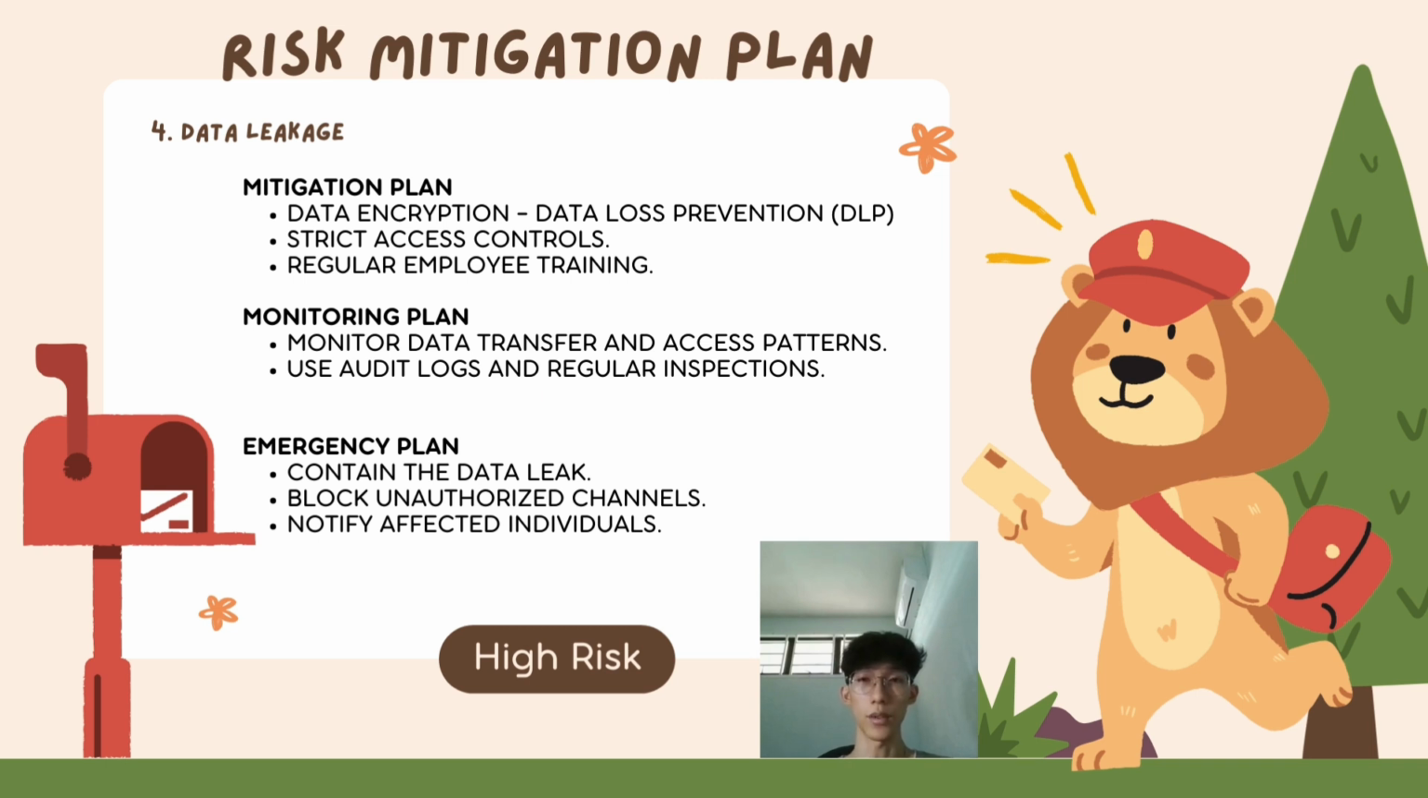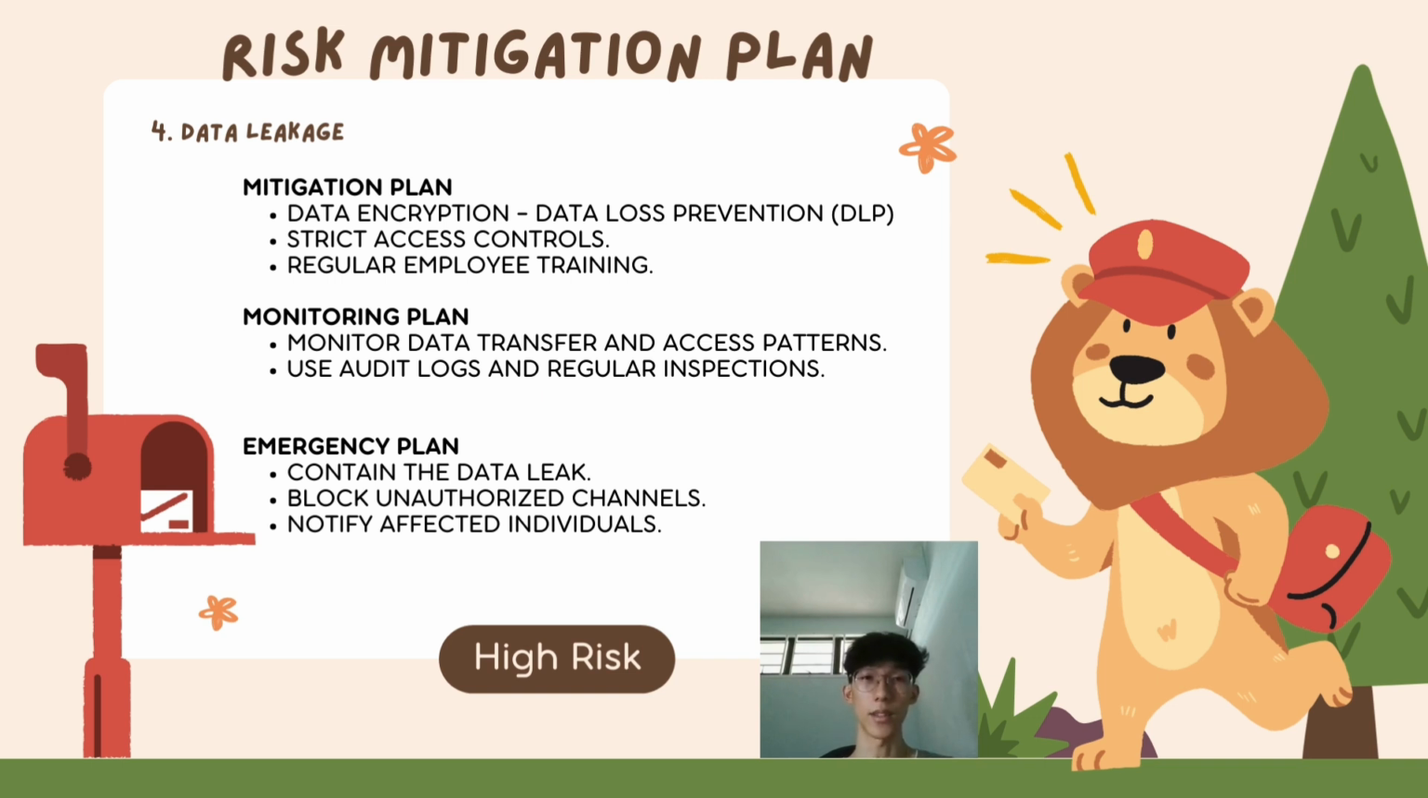Next, enforcing strict access controls and user permissions will help prevent unauthorized data access. And regular employee training on data protection is also critical to prevent downloading malicious applications or clicking on harmful links. For effective monitoring, the company should continuously monitor data transfer and access patterns using the DLP tools that I mentioned just now to detect any unauthorized or unusual activity. And also utilizing audits, logs, and conducting regular inspections will ensure data integrity and help to identify potential breaches at an earlier stage.